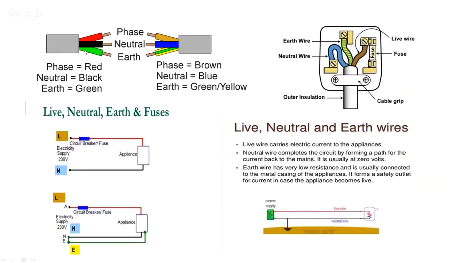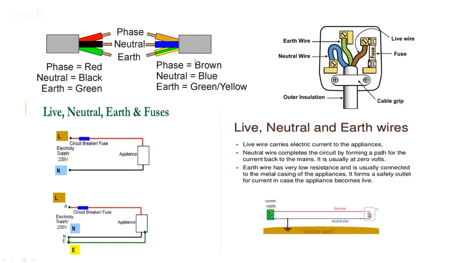Now this is just for your understanding here. The phase is usually represented by red, neutral is represented by black, and the earth is represented by green. These are universal colors which are used to represent phase, neutral, and earth.